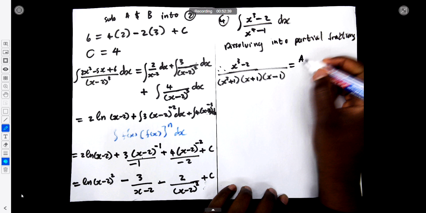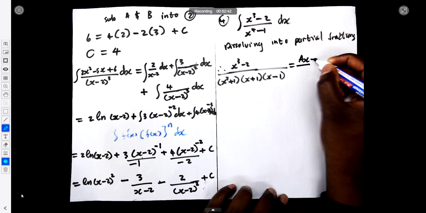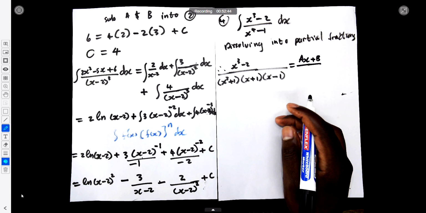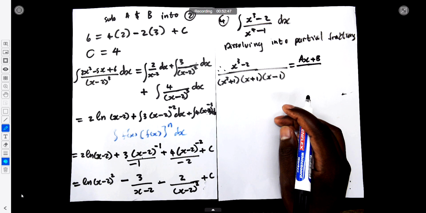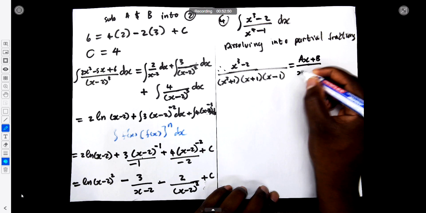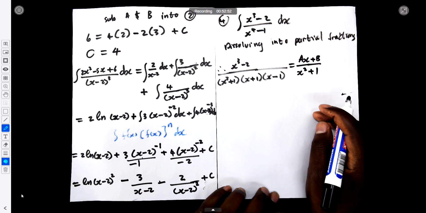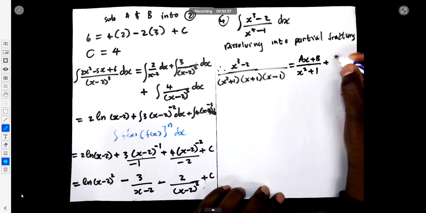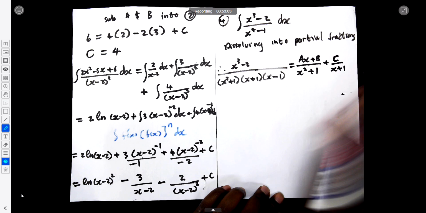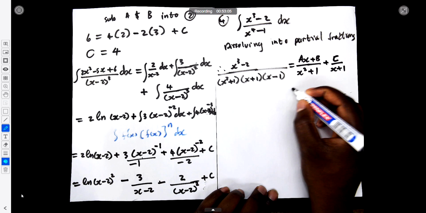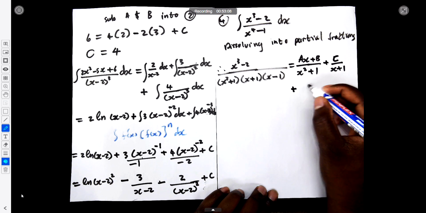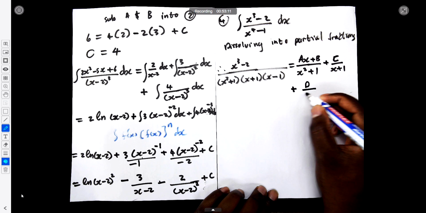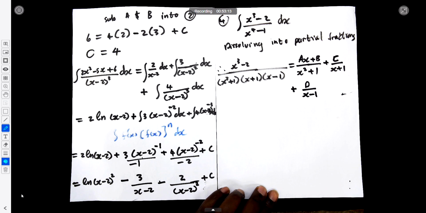So if we can't factorize it further, we conclude it's going to be ax plus b, isn't it? It must be dividing a linear function, because we couldn't factorize it further. So we'll have x squared plus 1, which is a quadratic expression. Therefore, plus the second term, it will be c. Let's utilize c. We can utilize x plus 1. Just allow me to write the other term here below, which is going to be, let's utilize d, all divided by x minus 1.